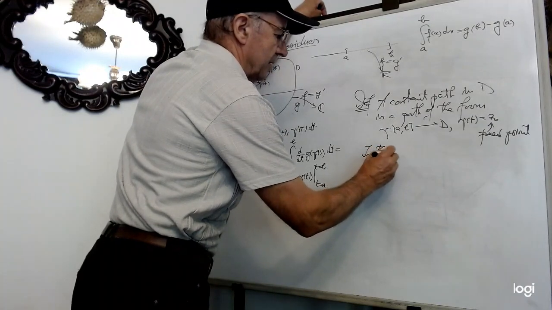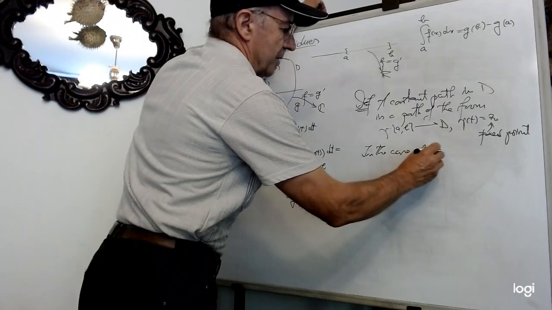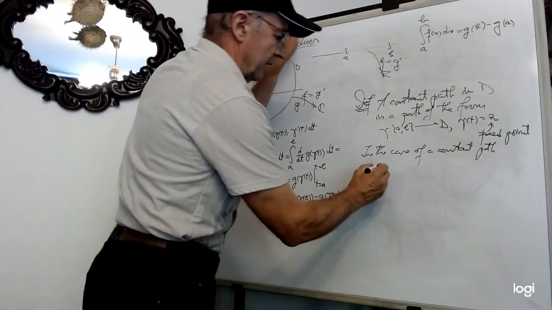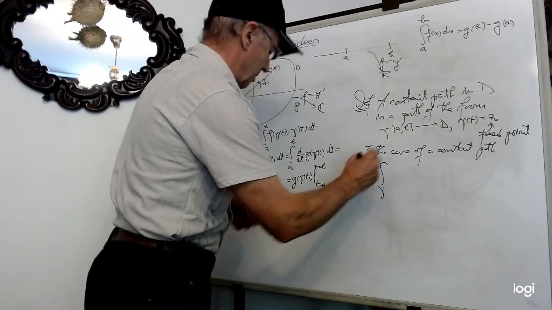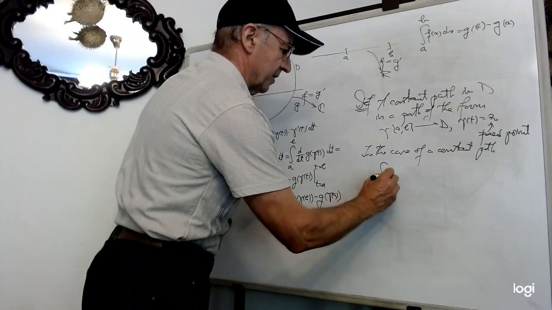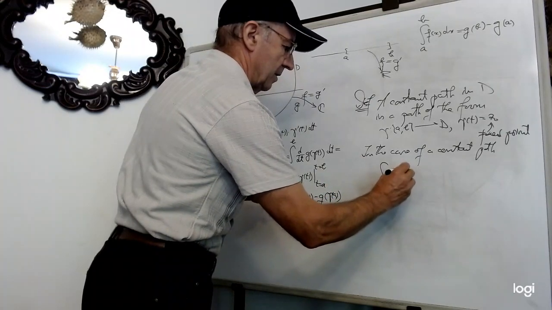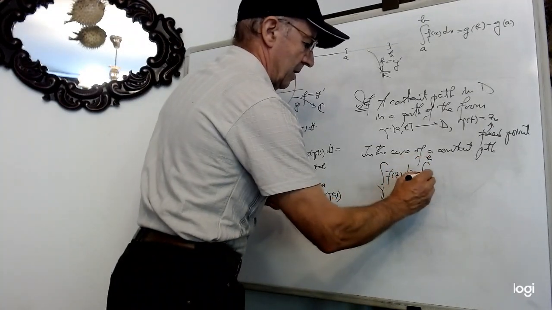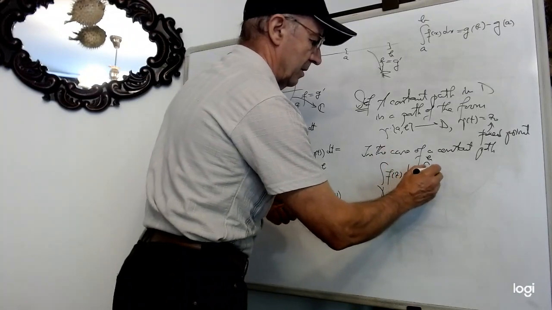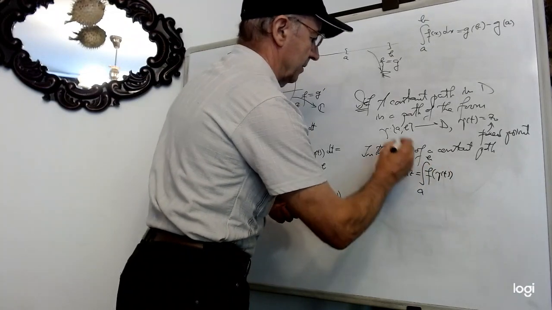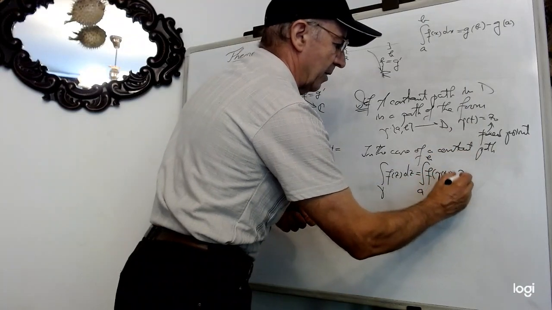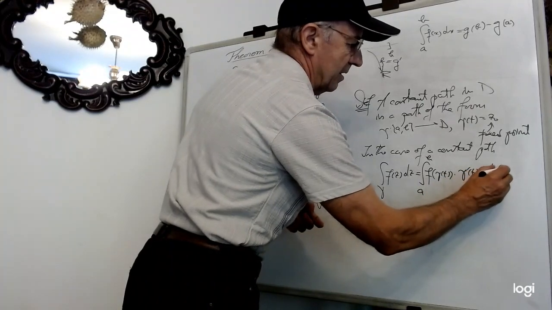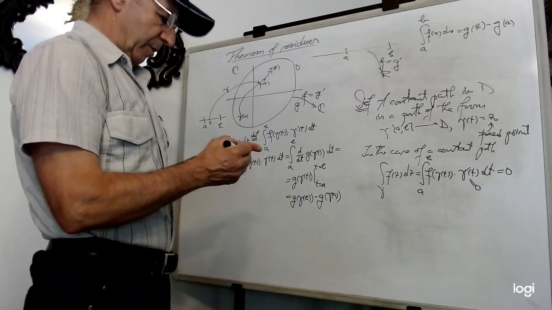In the case of a constant path, the integral along gamma of f of z dz will be the integral from a up to b of f of gamma of t times gamma prime of t dt, but this is 0, so the integral on a constant path is 0.